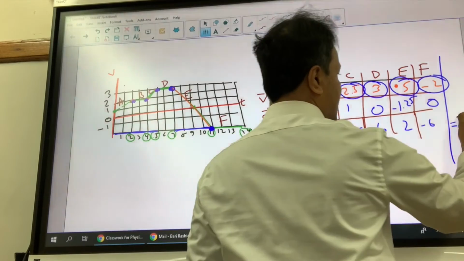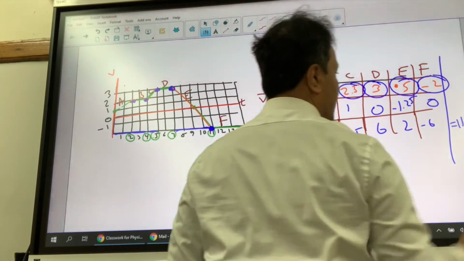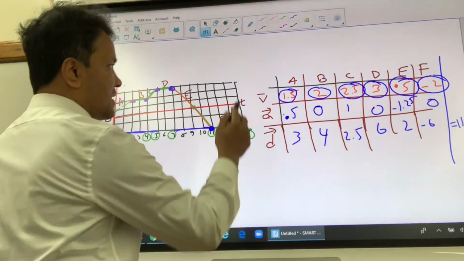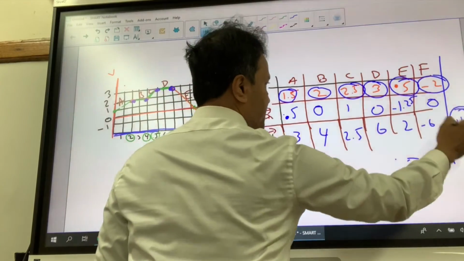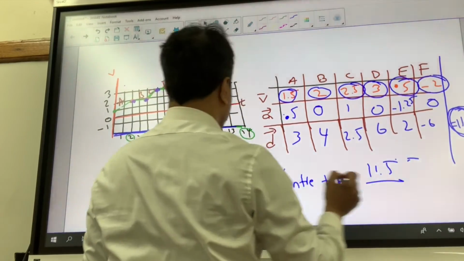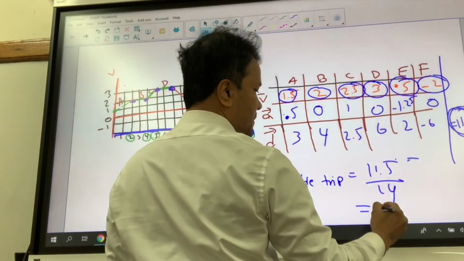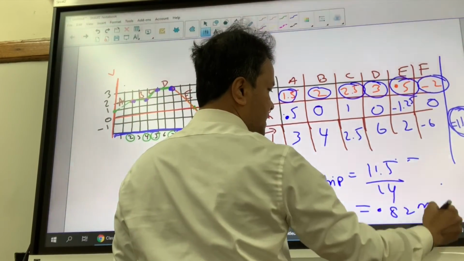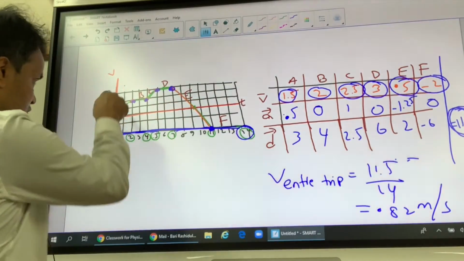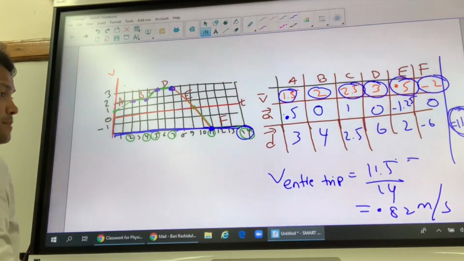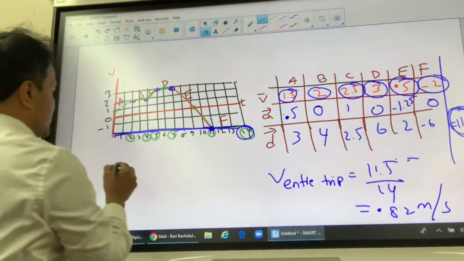The total is 11.5. So the average velocity is 11.5 divided by the elapsed time, 14, which is 0.82 meters per second. All right, now we're going to draw the corresponding a-t graph.